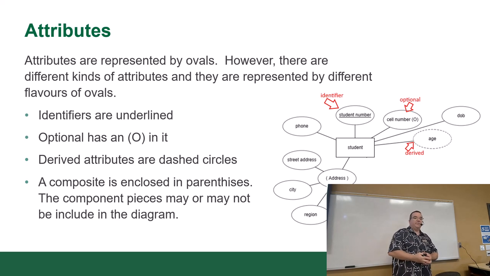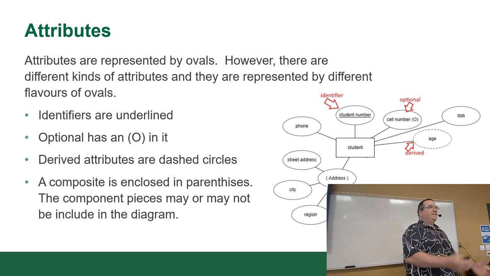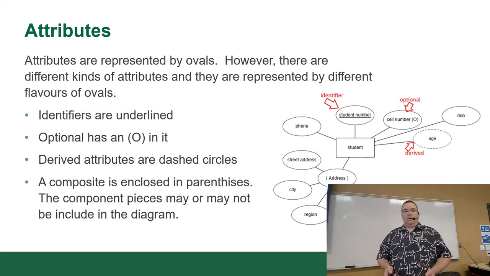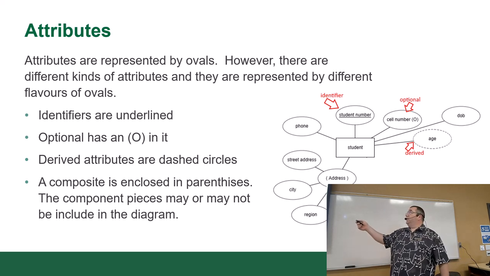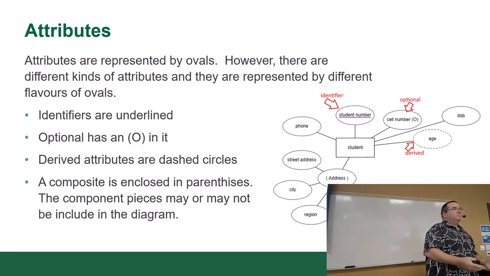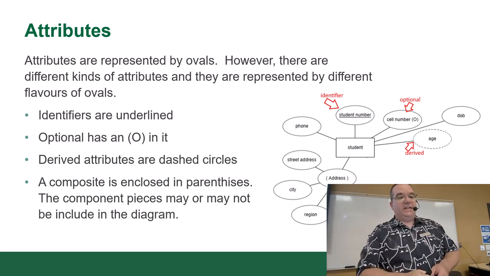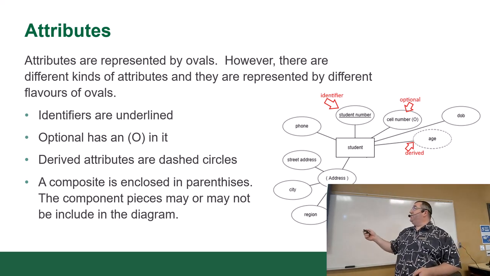If it's an optional attribute, which we talked about when we were talking about attributes a couple of weeks ago, where when we're defining an entity, we may have attributes that are optional because not everybody has a fax, for example, it has an O inside of it. So this one right here. This little symbol here that looks like a person going like this stands for an O. Derived attributes are dashed circles, like the age right here.